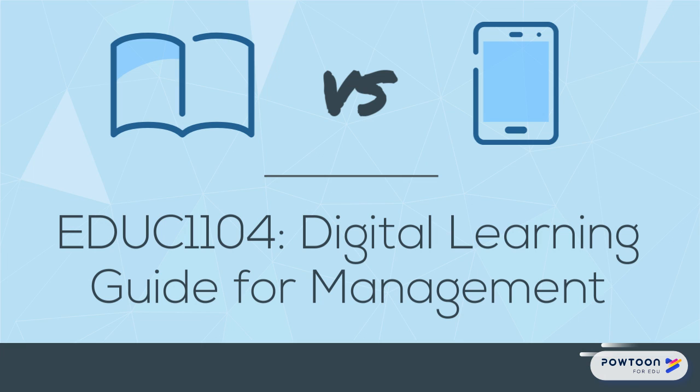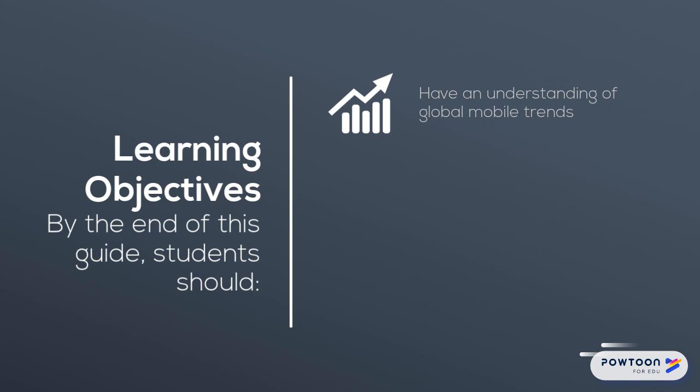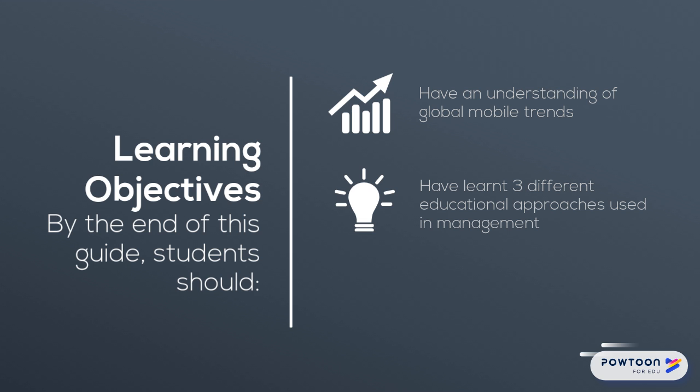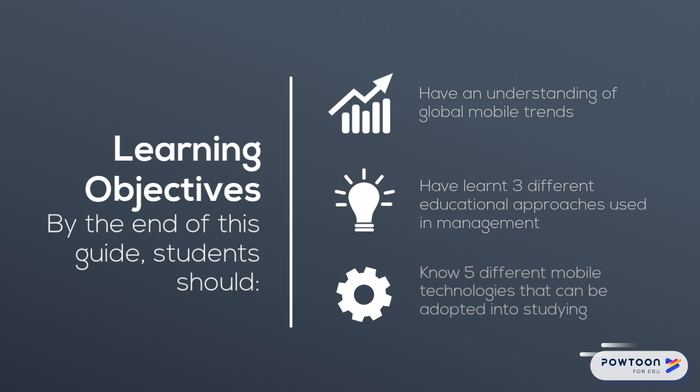By the end of this guide, students should have A. An understanding of global mobile trends, B. Have learnt 3 different approaches to education in management, and C. 5 uses of mobile technologies that can be adopted into study.